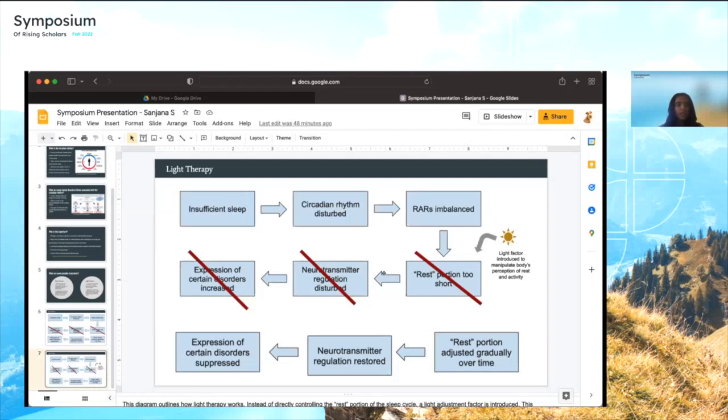Further research is needed to determine a more definite and reliable method, but for now, sleep and light therapy seem to be the most feasible non-invasive treatments. Thank you.